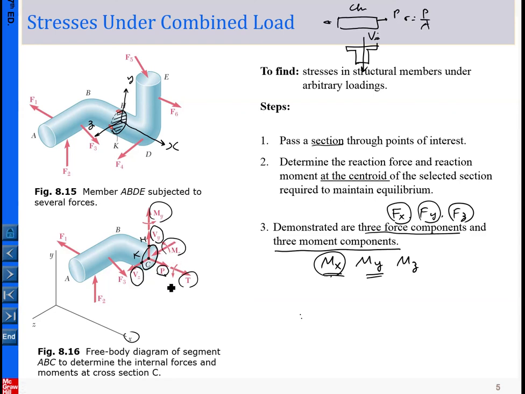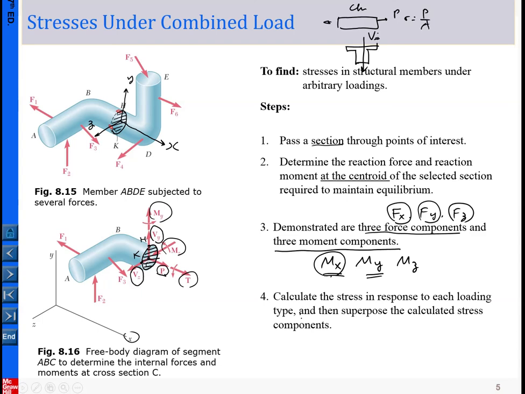So in this step 3, we have individually and schematically demonstrated the types of reactions, and this is the most general case, involving 3 force components and 3 moment or torque-like components. Now the remaining task is, based upon the calculated types of the different loadings on the section, to proceed to determine the stress. So we calculate the stress in response to each individual loading type.